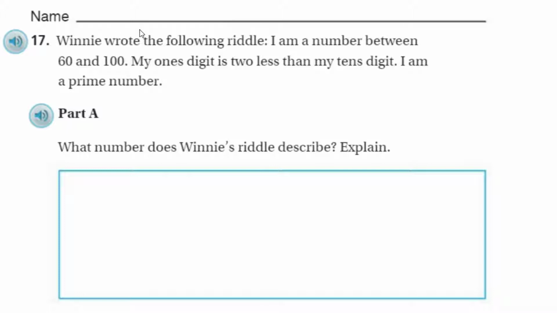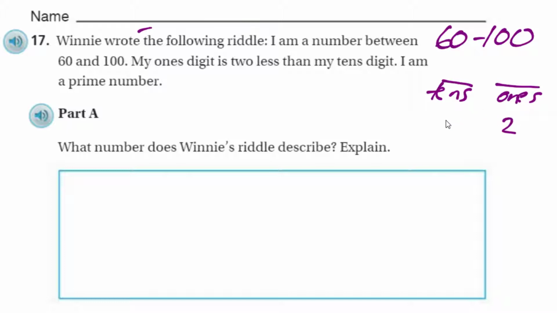Basically, the first line is not too important for us. I am a number between 60 and 100. Okay. My ones digit is 2 less than my tens digit. So if this were the ones and this were the tens, I could set it up this way. But it says that my ones digit is 2 less. I'm just going to practice. If I put a number 2 in here, it has to be 2 less than the tens digit. So the tens digit could be 4. However, it can't be 42 because Winnie said the number was between 60 and 100. Okay, so that was kind of like a sample.